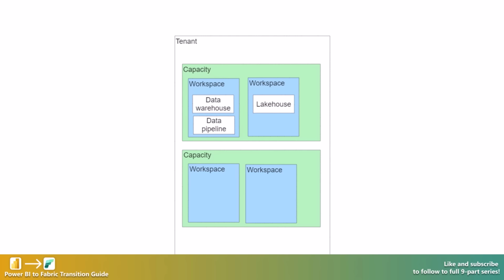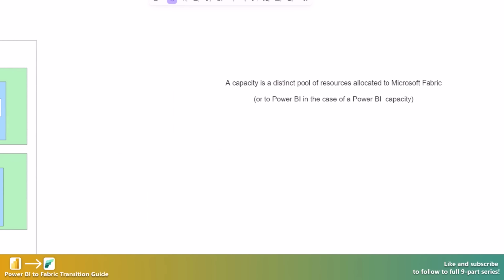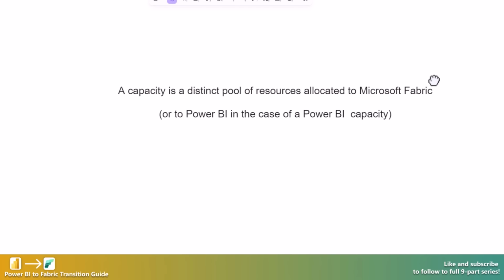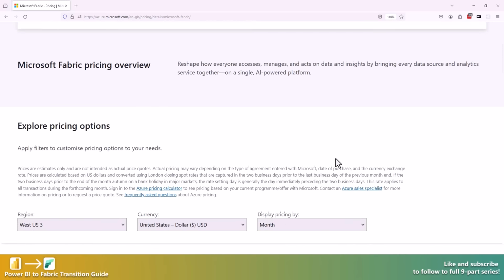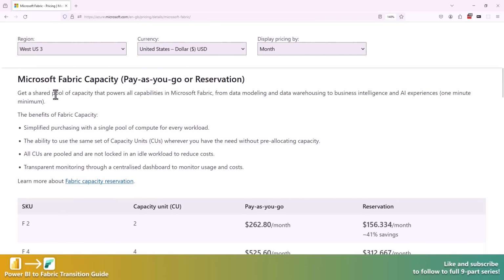And normally there'll be 1 tenant per organization, although some can have multiple tenants, but most organizations will have just 1. And in that tenant, you can provision 1 or more capacities. And a capacity is a distinct pool of resources allocated to Microsoft Fabric, or to Power BI in the case of a Power BI capacity. And you can purchase pay-as-you-go Fabric capacities in the Microsoft Azure portal.